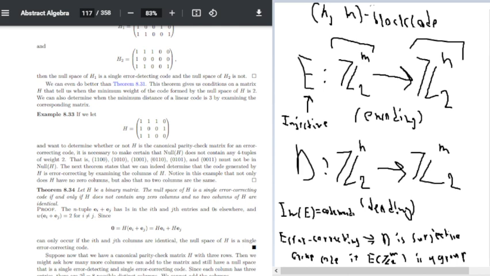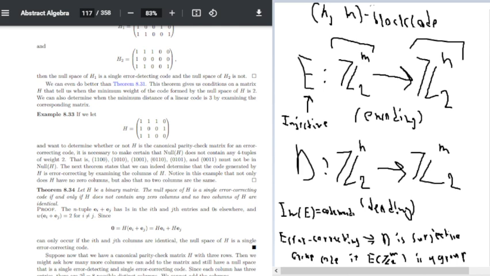Example 8.33. If we let H equal the matrix with rows 1110, 1001, and 1100, and want to determine whether or not H is the canonical parity check matrix for an error correcting code, it is necessary to make certain that the null space of H does not contain any 4-tuples of weight 2. That is, 1100, 1010, 1001, 0110, 0101, and 0011 must not be in the null space of H. The next theorem states that we can indeed determine that the code generated by H is an error correcting code by examining the columns of H.